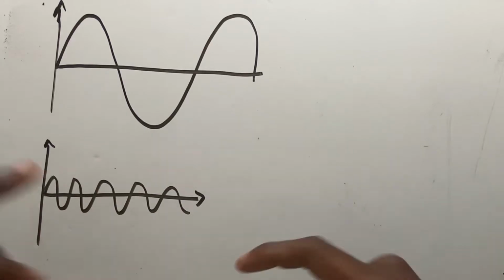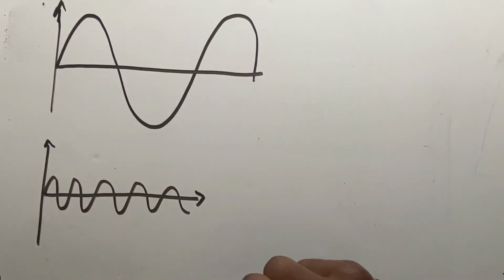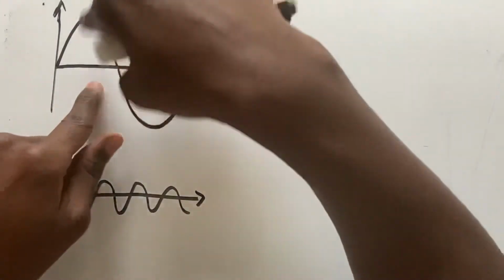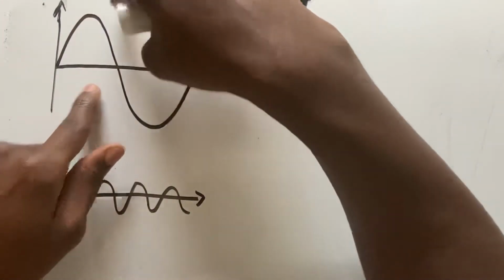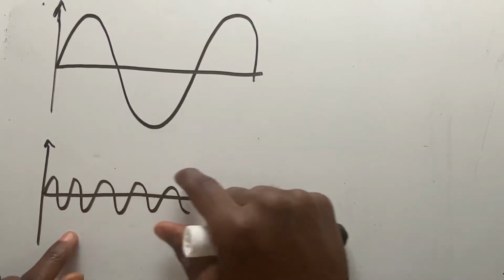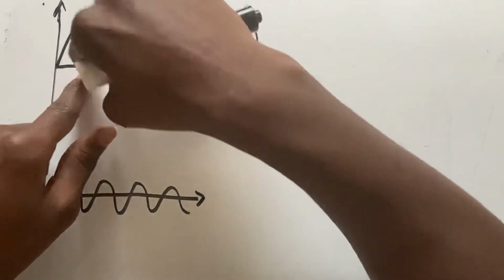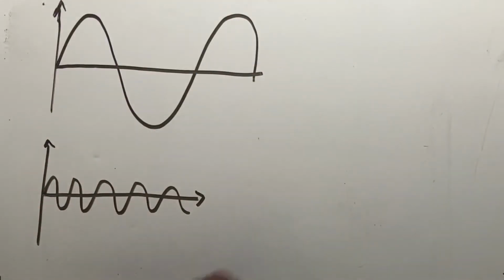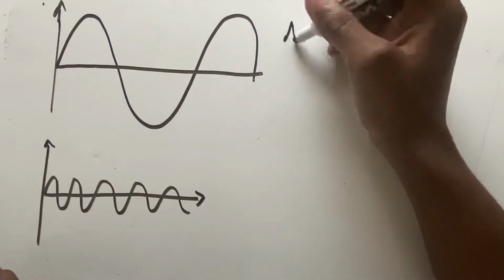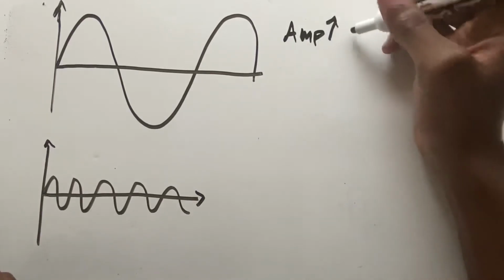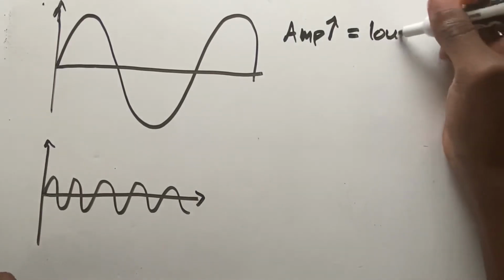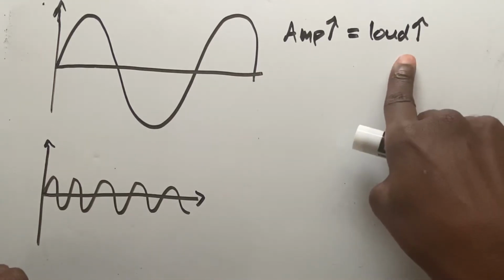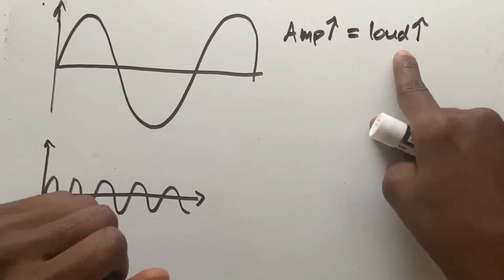Okay, so let's compare these two. Firstly, you see that this one on the top is a lot higher. It has a higher amplitude. And this one has a low amplitude because it's really, really short. So this high amplitude, if this were a sound wave, high amplitude means it's going to be louder. So if you increase the amplitude, you basically increase the loudness of the sound.